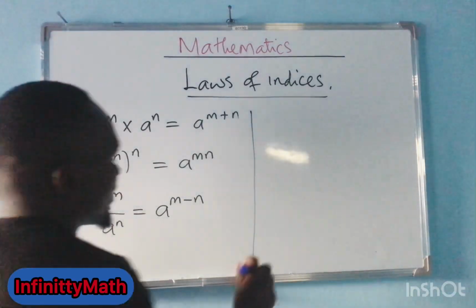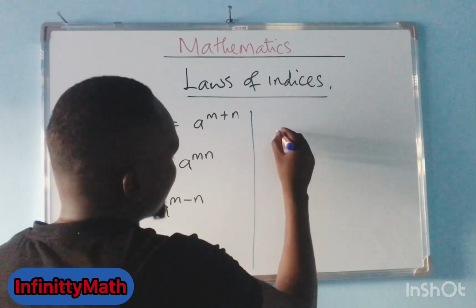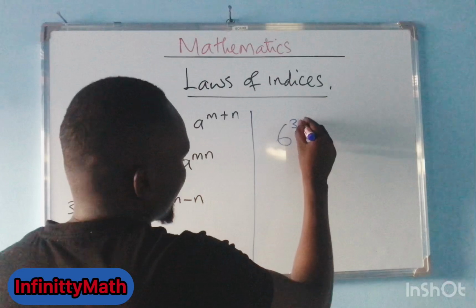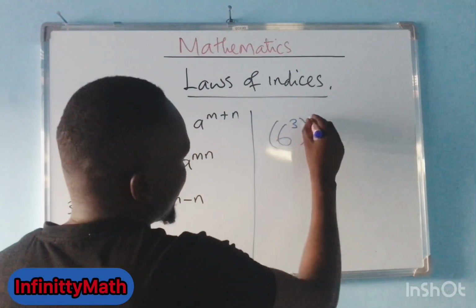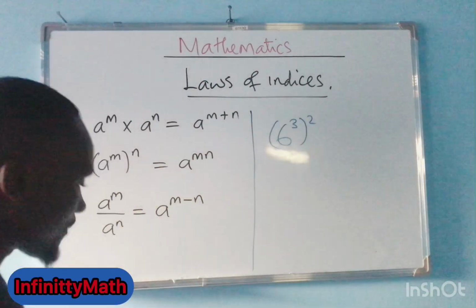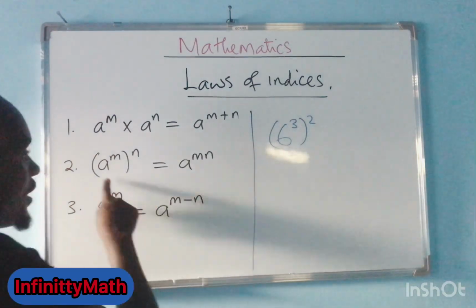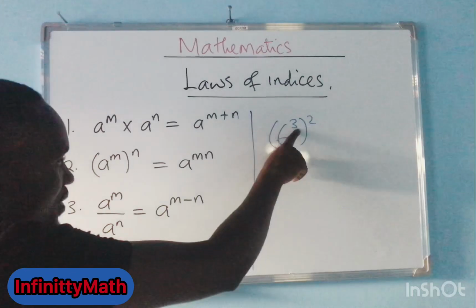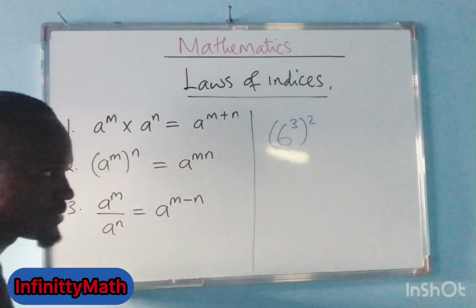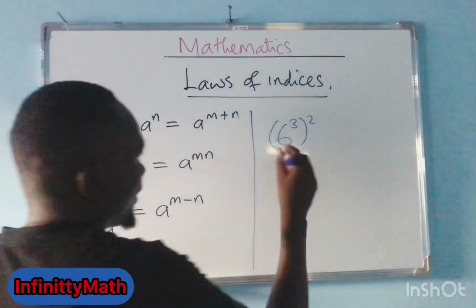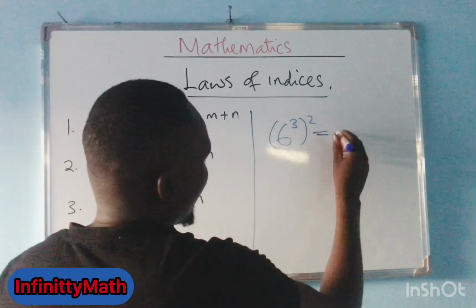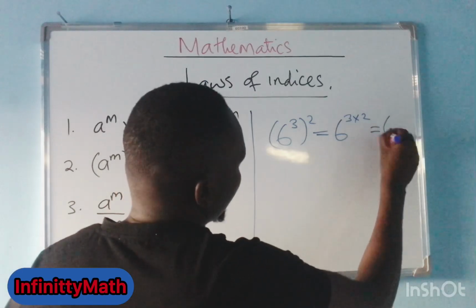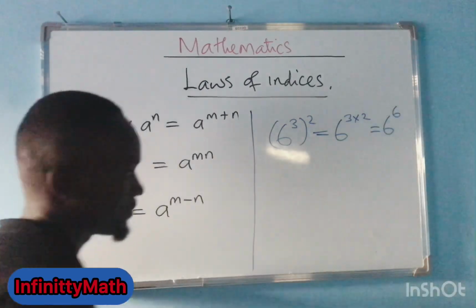Now here's an example that can really make things easy for us. Let's say you have 6 raised to the power of 3, then all this is raised to the power of 2. You can see that the 6 is standing in for the base, the m in this case is 3, and the n in this case is 2. So using this law, we can say 6 raised to the power of 3 times 2, which will just give us 6 to the power of what? 6.